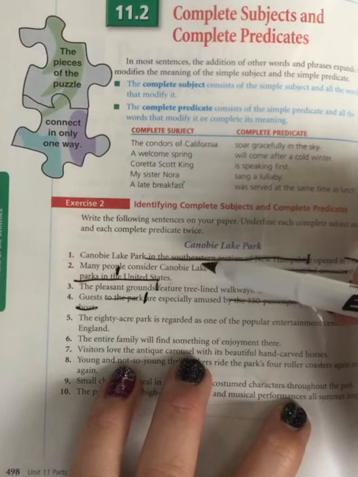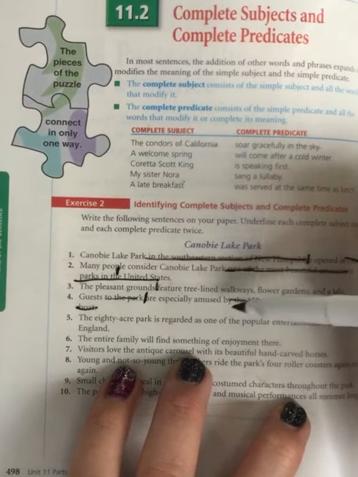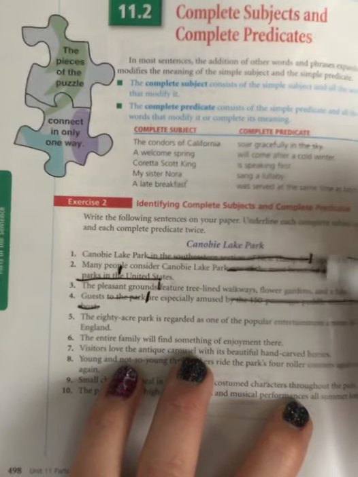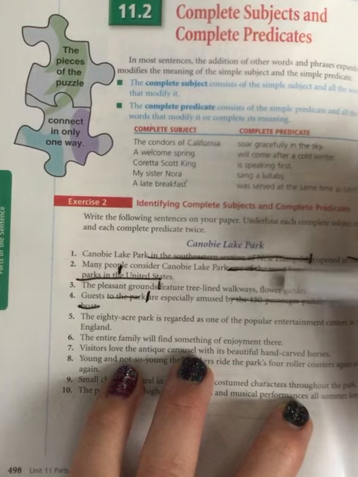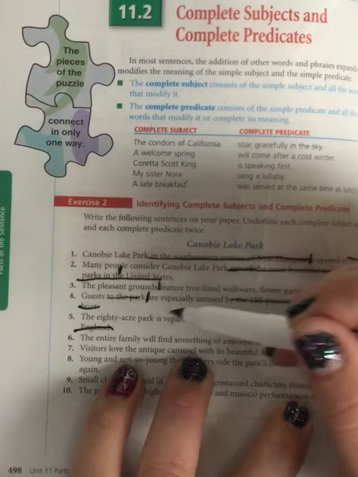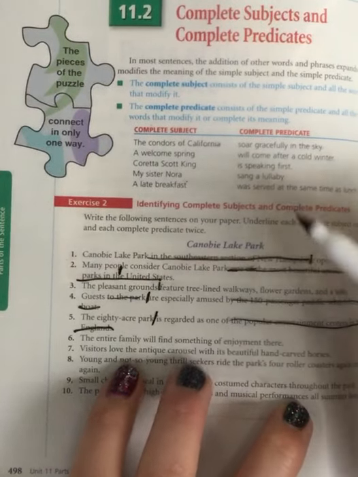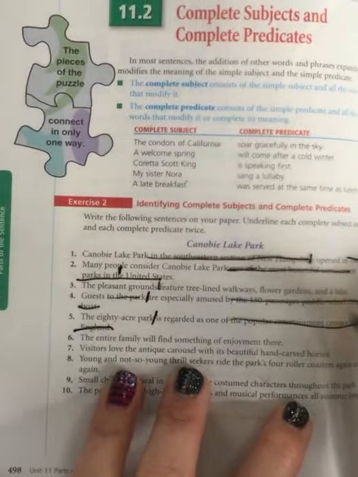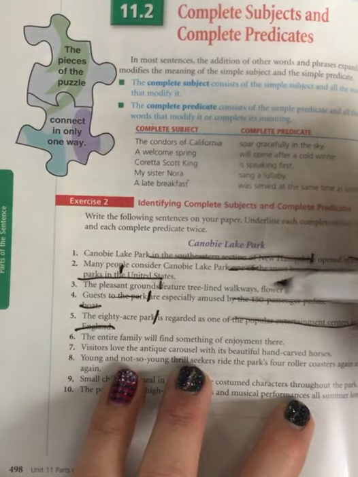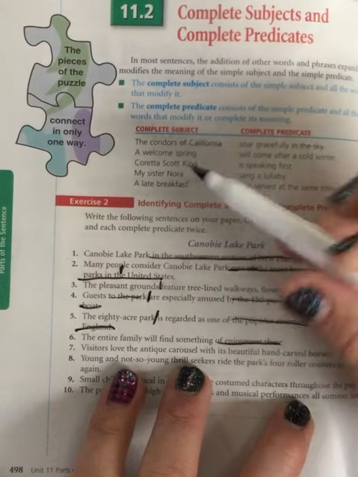Number 5, the 80-acre park is regarded as one of the most popular entertainment centers in New England. Alexis, cross out, of the popular entertainment centers in New England. And our line goes before it is. Number 6, the entire family will find something of enjoyment there. Piper? Of enjoyment there. And slash good.